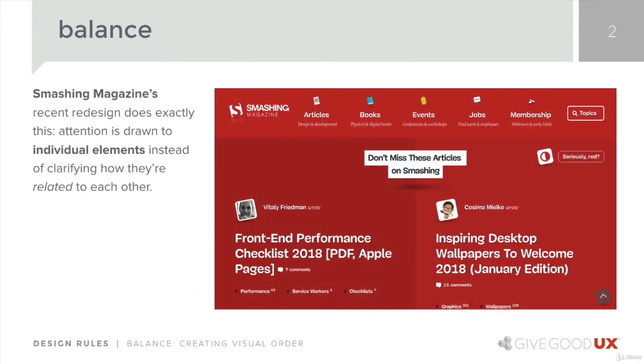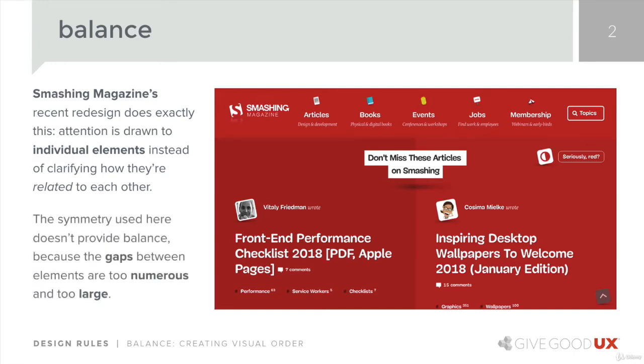Smashing Magazine did a recent redesign, and unfortunately, for a design organization that should certainly know better, attention is drawn to the individual elements instead of clarifying how they're related to each other. There's a lot to look at here, and because of what they've done, in particular with negative space between elements, it's very difficult to sort of look at this as a whole. Related items don't hold together because there's too much separation. The symmetry that they're using here, notice how there's a split down the middle and the layout is purely symmetrical on both sides. It doesn't provide any balance because the gaps between elements are too numerous, there's too many of them, and they're too large.